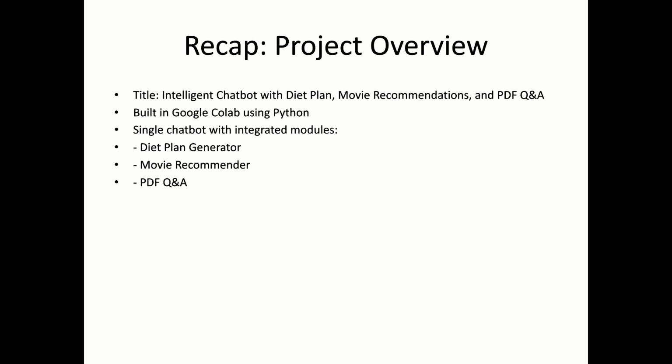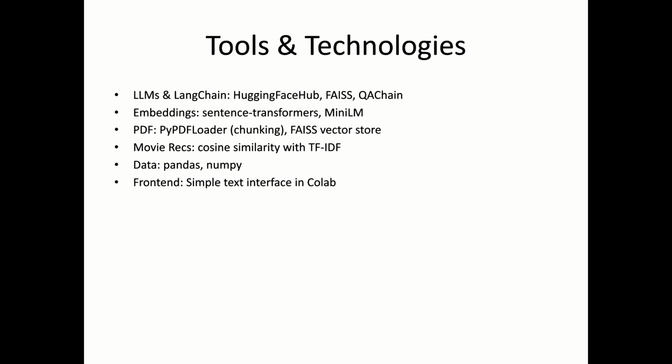And so coming to the second slide, the recap, the project overview. In our last update, we introduced the chatbot and its three core functions: generating personalized diet plans, recommending movies based on user interests, and answering questions from uploaded PDF documents. All of this is built and integrated into one smart assistant inside a Google Colab notebook using Python and the LangChain libraries.